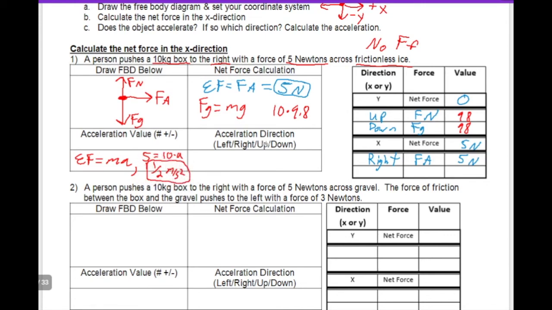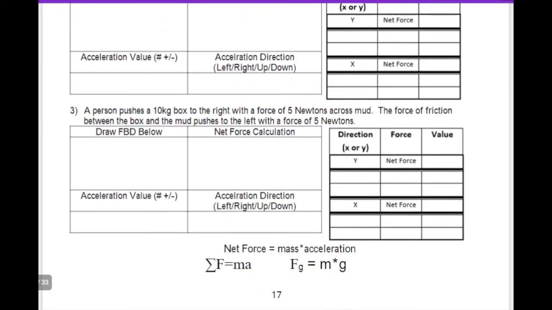It's asking the direction: left, right, up, down. Again, this one I already know. It's moving to the right because that's where the bigger force is pointing. Let's take a look at number 3.